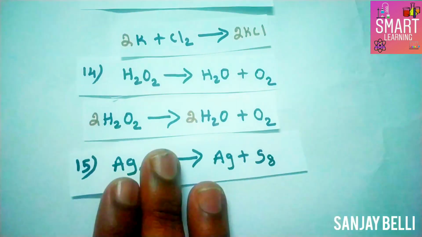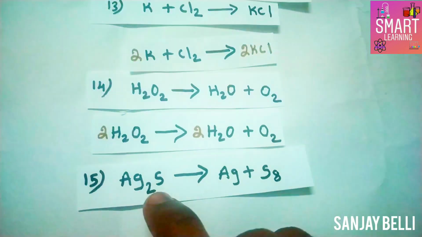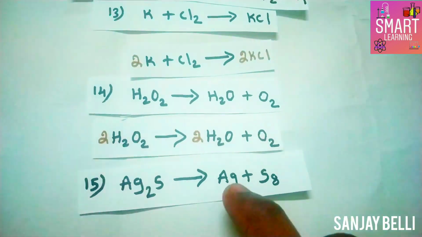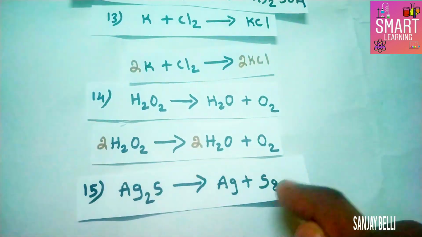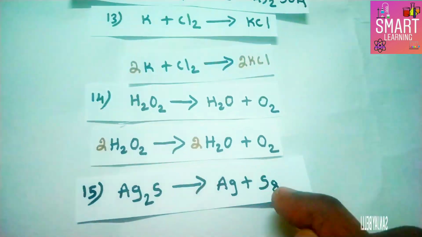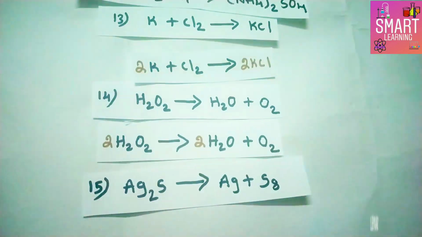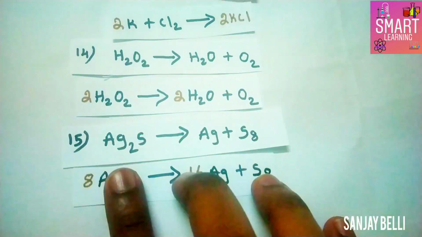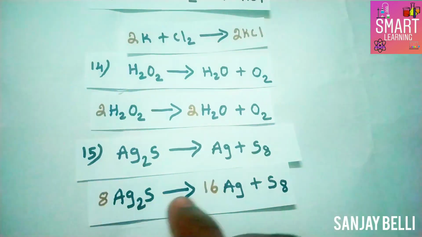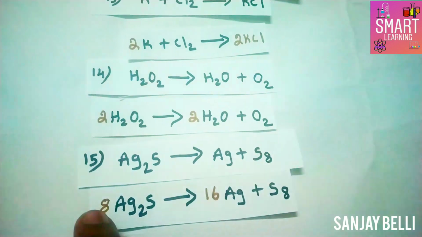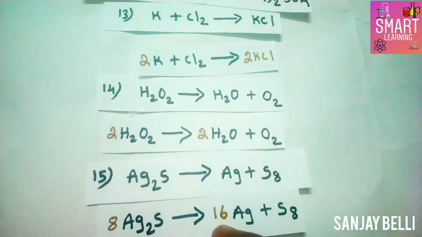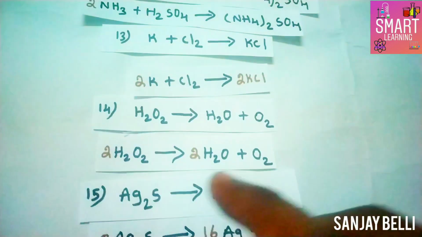Now you can see your 15th question. Ag2S gives rise to Ag plus S8. Here 8 sulfur it was there. So here you can make 8. 8 2s are 16. Here you can make 16. Here you see S8, so I kept here 8. 16 silver. So 16 silver. So these all are your answers.